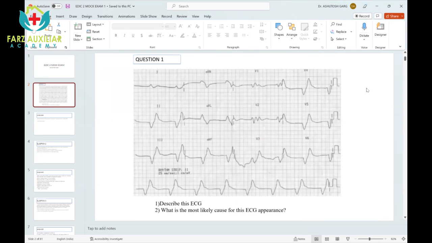Please speak loudly. In exam, you will have only 8 to 10 seconds to understand. Because there are 2 to 3 questions and you have less than 1 minute for answering one question. Like in this, the first question is describe this ECG. Second question is what is the most likely cause for this ECG appearance? So you have to answer in 20, 30 seconds maximum.